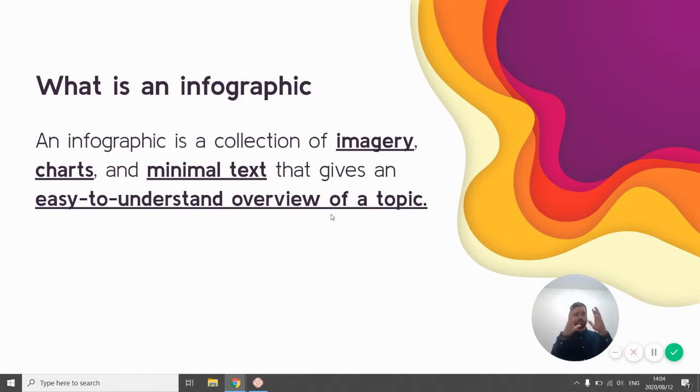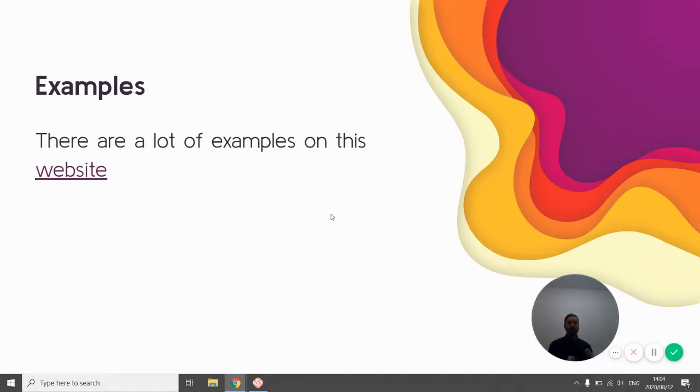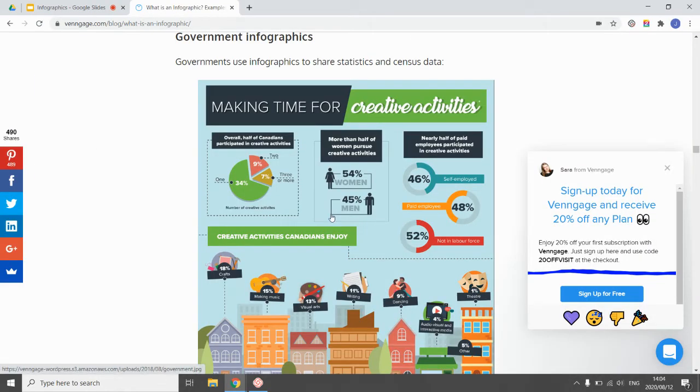Okay, so you've got your topic, which is going to be the environmental issue you're looking into, and you're going to use as little text as possible. Still going to use text. You're going to use images and you're going to use charts and graphs and all of that to try and communicate the seriousness of your topic. Okay, boys? So, examples. Let's take a quick look at some examples.